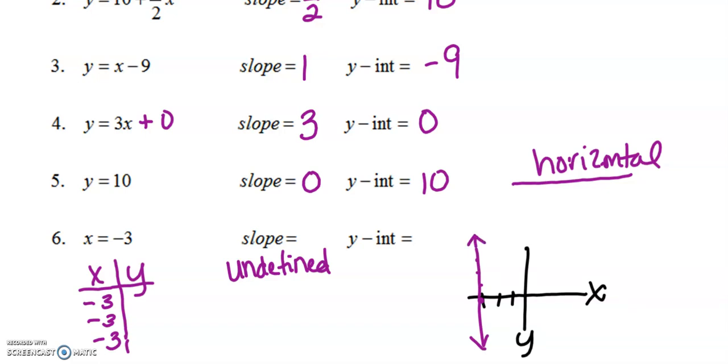And we know 2 things about vertical lines. Number 1, their slope is undefined. And number 2, this is not a function, which is why it doesn't really adhere to the y equals mx plus b formula. So when you see an equation with no y, but just an x value, you know it's going to be an undefined or a vertical line.